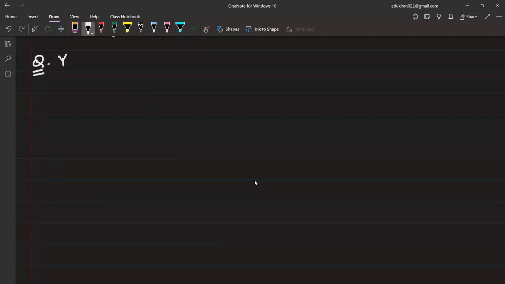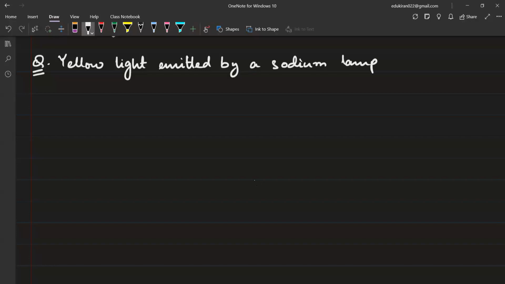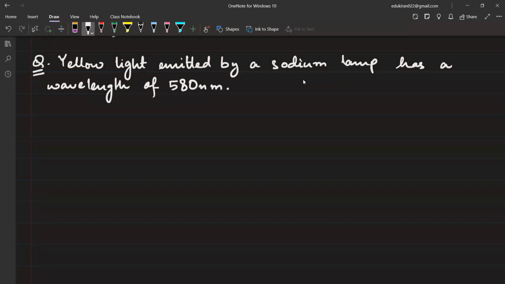Yellow light emitted by a sodium lamp has a wavelength of 580 nanometer. Calculate the frequency and wave number of this light. It will be better if you write the questions from the beginning.